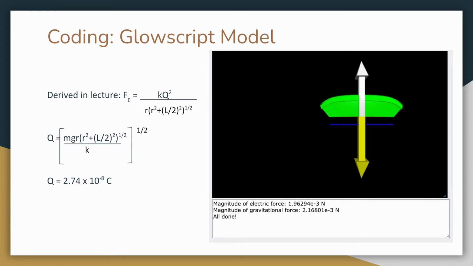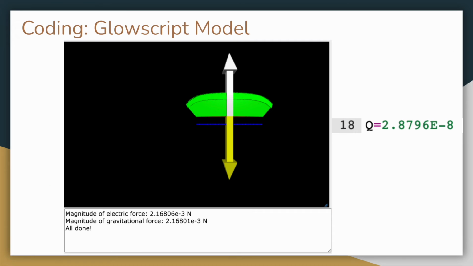However, this model is clearly still not perfect, as under this equation, tape B is assumed to be a point charge, while tape A is assumed to be a line charge, which is not accurate. And finally, through a process of guess and check, I was able to come to a value of Q equals 2.8796 times 10 to the negative 8th, which allowed the electric force and gravitational force to be approximately equal.